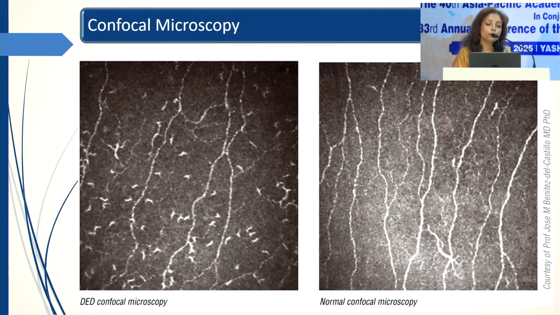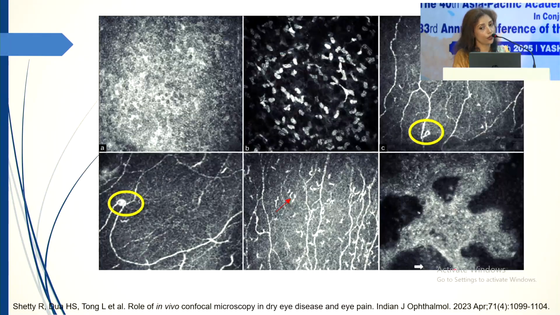Confocal microscopy: the Rohit Shetty group has done extensive studies of in vivo confocal microscopy in dry eye patients, and you see the difference. The right-sided one is a confocal reading of someone who has a normal cornea, and the left is the one with dry eye. In dry eye, there appear a lot of dendritic cells, which are basically signs of inflammation, and also some abnormal nerve looping and keratocytes. These have been described by the Rohit Shetty group.